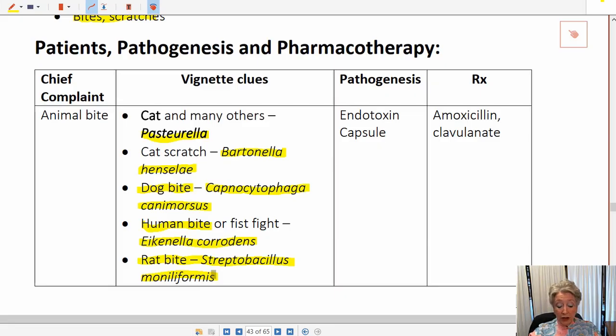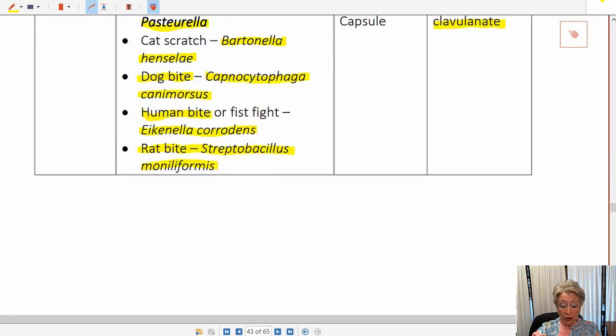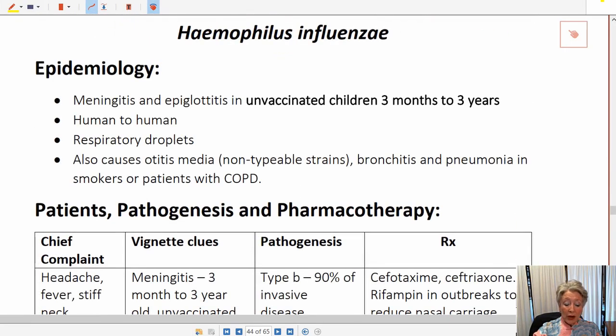Now, all of these are gram-negatives. They all are encapsulated, so they tend to cause similar presentations. Treatment, as I said, would be amoxicillin and clavulanate. So other than that, I think the only thing that they could ask is what would be the most common thing to worry about from a dog bite or a cat bite or a rat bite. And other than that, I just don't think it's too much to worry about.